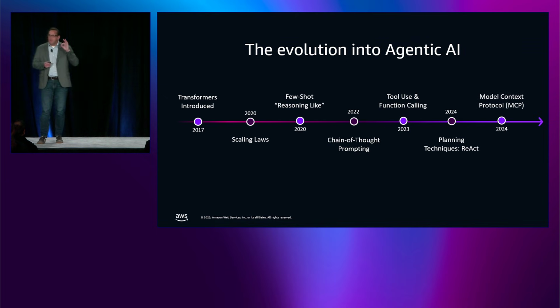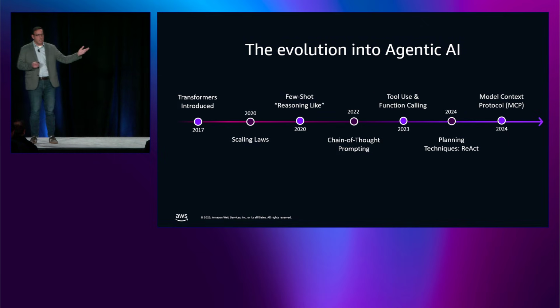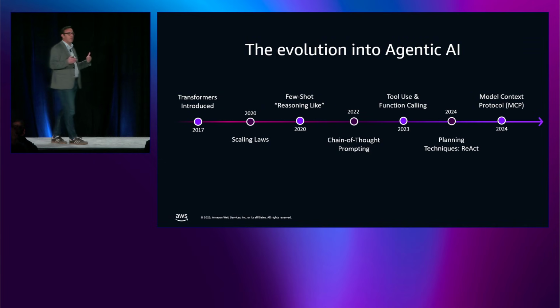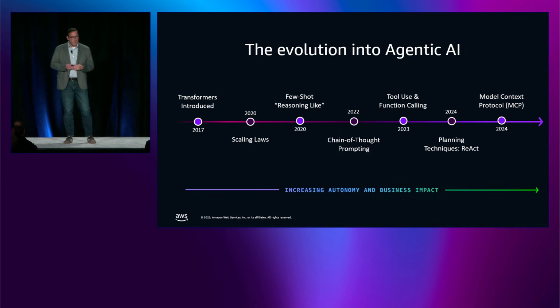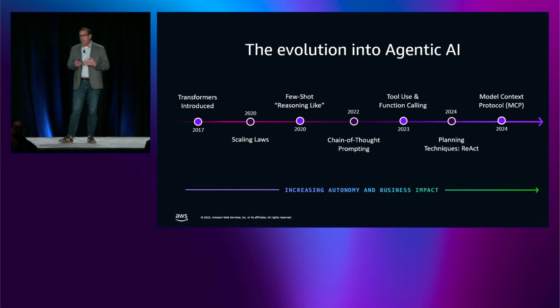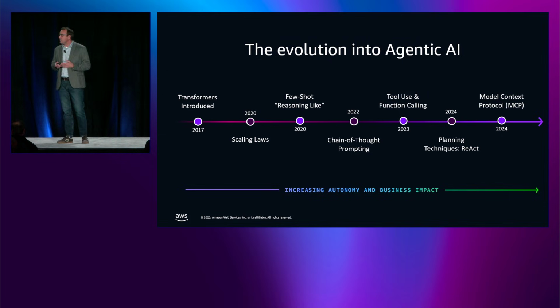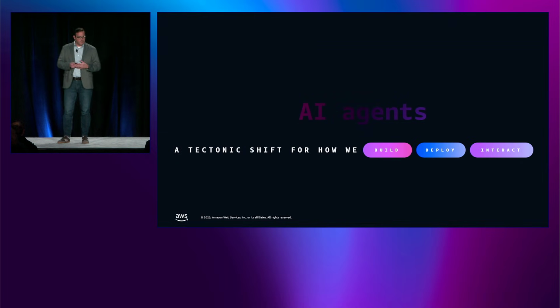Finally, almost a year ago to the day, I think it was the end of November last year, Anthropic released the standardized Model Context Protocol. This gave way to a large step advancement in agent development, because we now had a standard that we can all build towards. So going from left to right, we really increased the autonomy and business impact that AI agents could actually deliver.